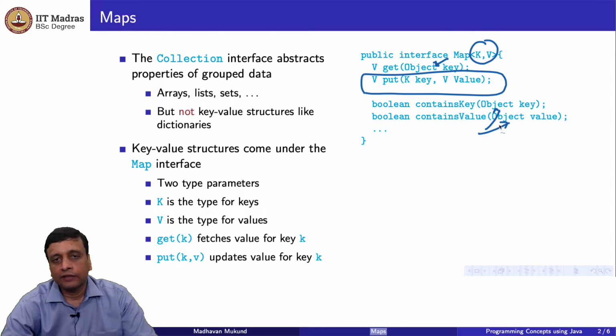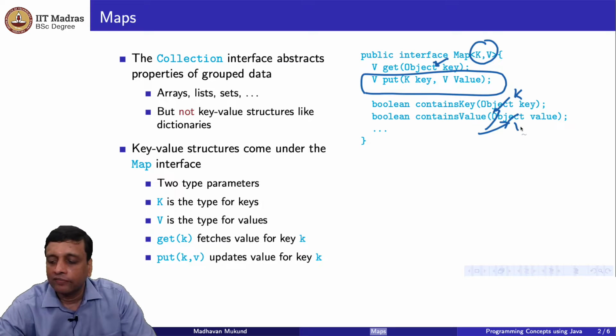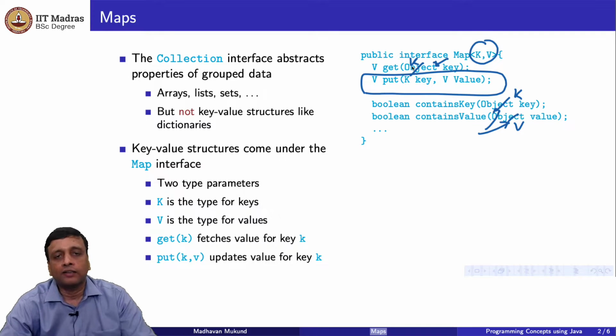Now this is a kind of design decision of Java. This is one of those many things where one can question whether this is the correct way to do it. You could argue that this should be a K, this should be a V, and this should be a K. If I am going to get the value associated with a particular key, the key that I provide should be of the type that Java expects. Similarly, if I want to check whether a key is there, the key should be of the type that Java expects. Similarly, if I want to check a value, the value should be of type V. So why do we have object?